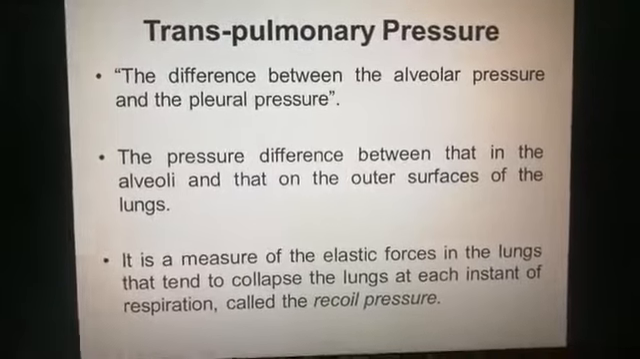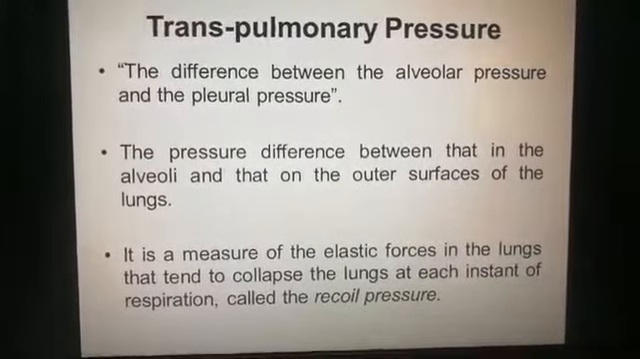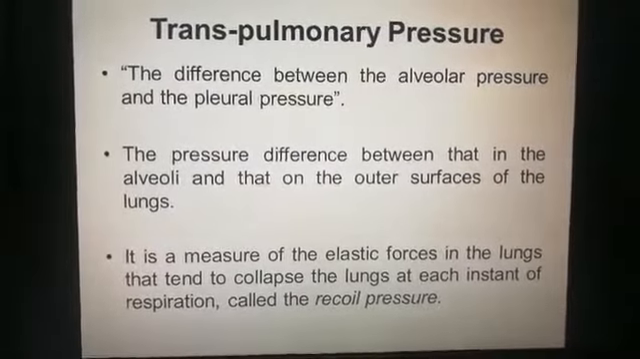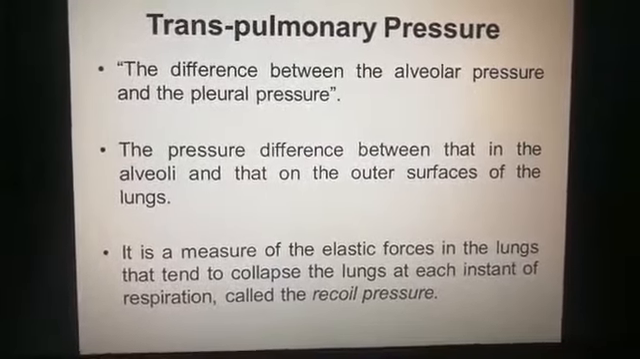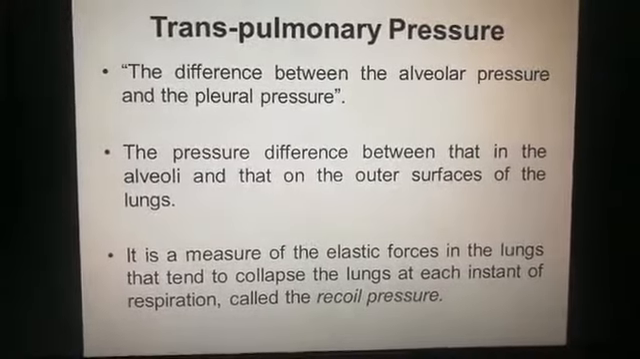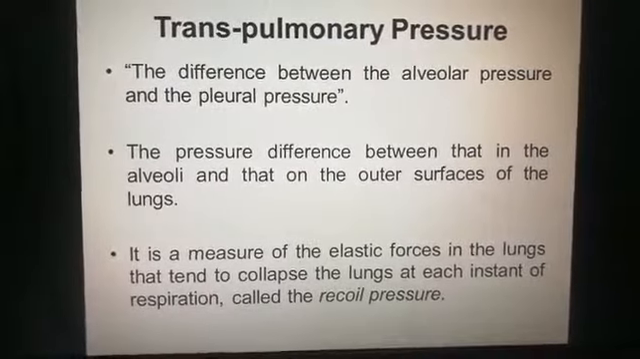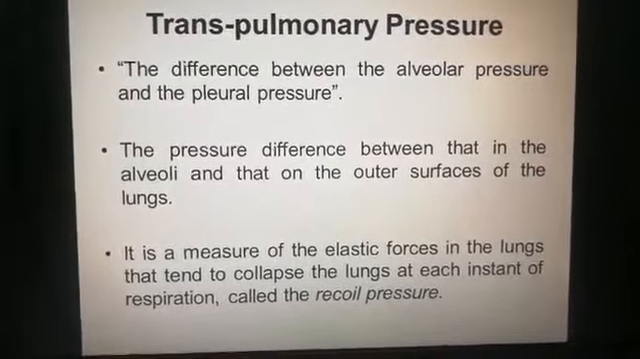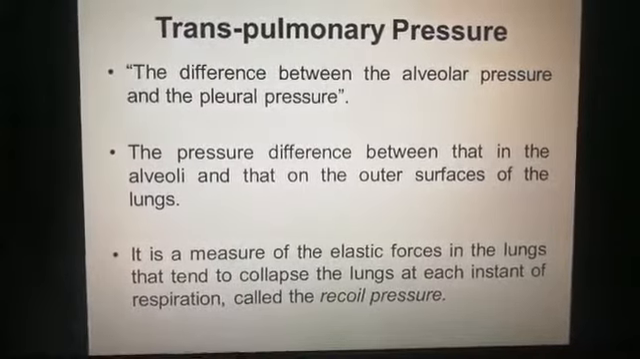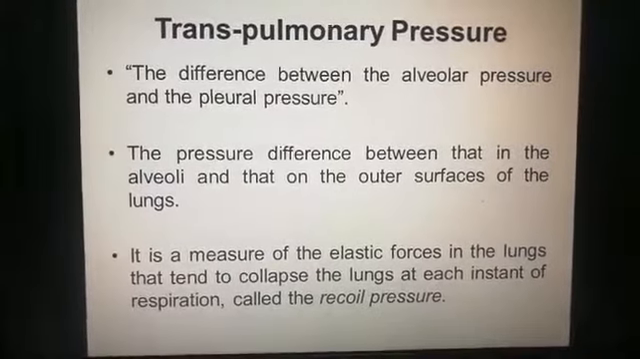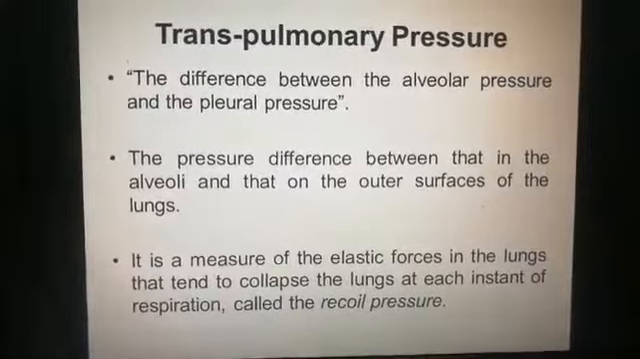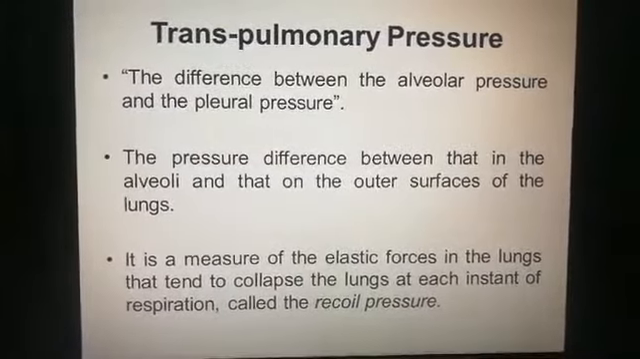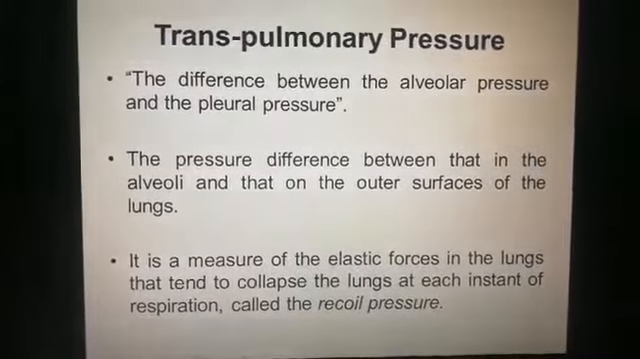So the transpulmonary pressure is the difference between the alveolar pressure and the pleural pressure. So the pressure difference between that in the alveoli and that on the outer surface of the lungs. As you know, the alveolar pressure is the pressure inside the lungs and inside the alveoli, and pleural pressure is outside the lungs in the pleural cavity. So it is the difference between the two. It is a measure of elastic forces in the lungs that tend to collapse the lungs at each instant of respiration, called recoil pressure.